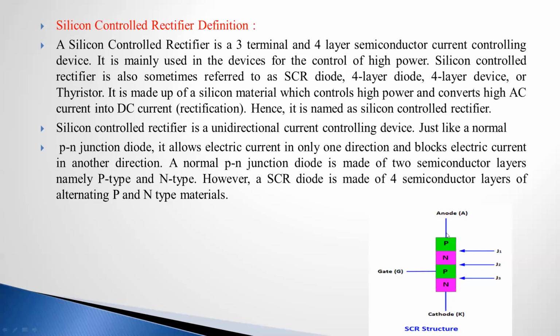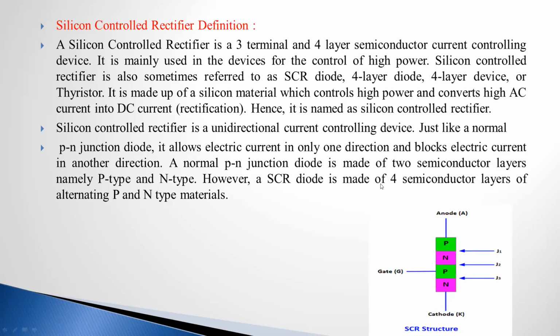It is clear. The SCR will not allow the current from cathode to anode. Only the SCR will allow the current from anode to cathode. That's why the silicon control rectifier is a unidirectional current control device, just like a normal PN junction diode. It allows electric current in only one direction and blocks electric current in the other direction. It will allow current only from anode to cathode and it will block the current from cathode to anode.